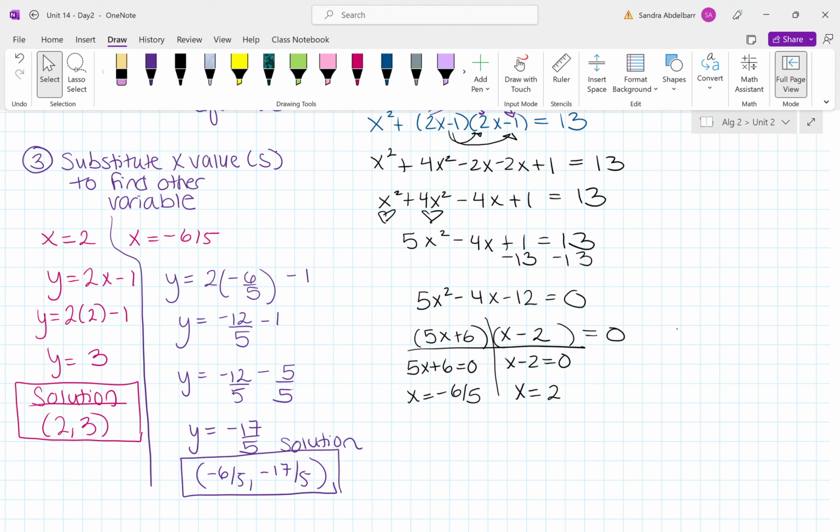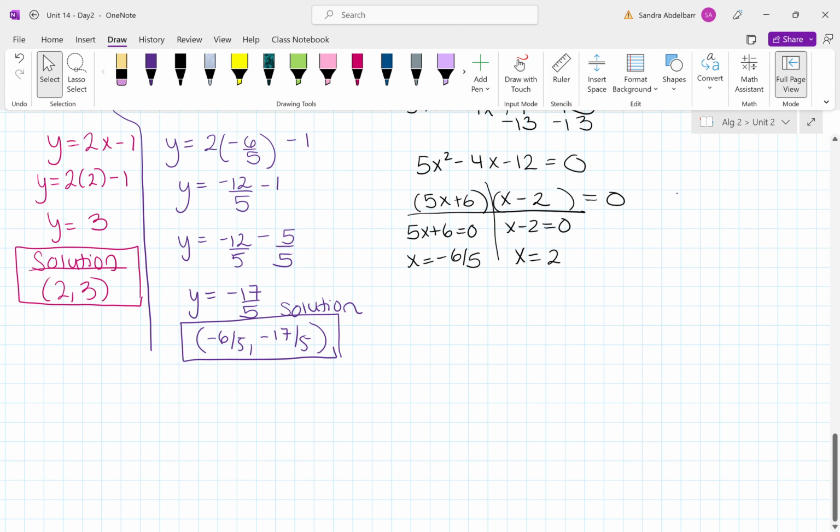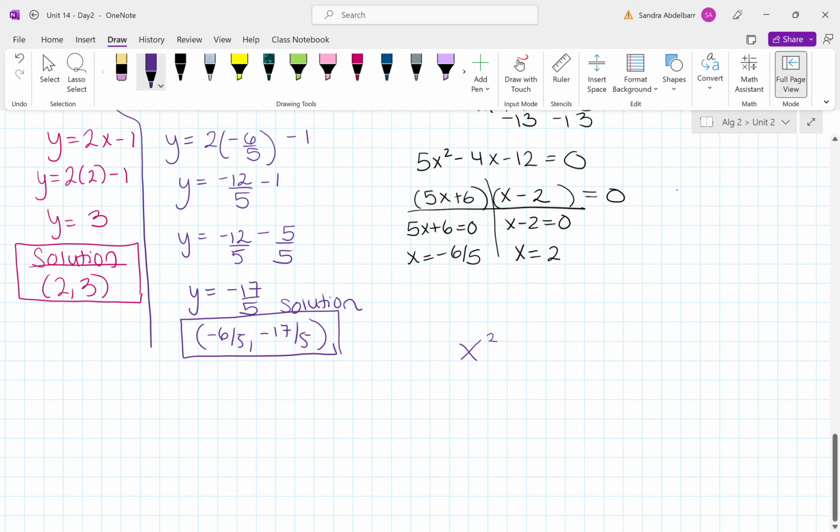Could you plug the x back into the original equation? Absolutely. You could have plugged it into any of the equations. But then for the x squared plus y squared equals 13, don't you get plus or minus? So how do you pick? That's true. So when you do x squared plus y squared equals 13, if we plugged in the 2, 2 squared plus y squared equals 13, I see what you're saying.